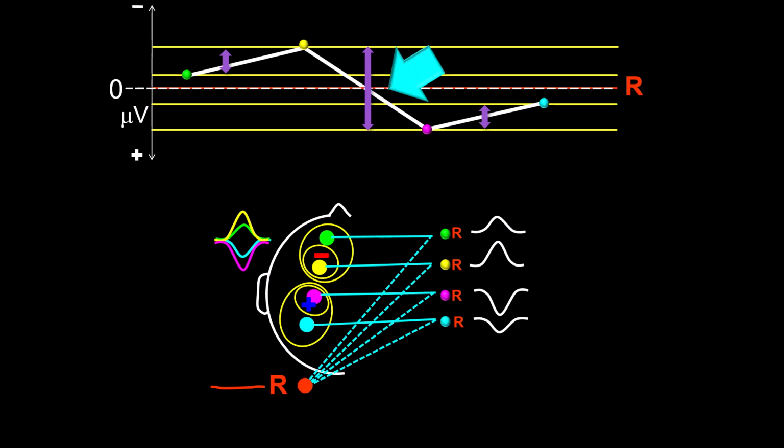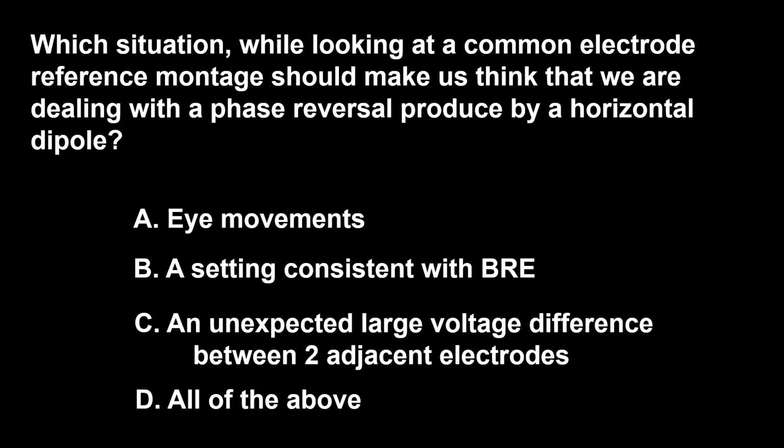Now notice that the one between the yellow and the magenta is much larger. Such a situation suggests that a phase reversal present in a common electrode montage is due to a horizontal dipole. So the answer to this question is all of the above.